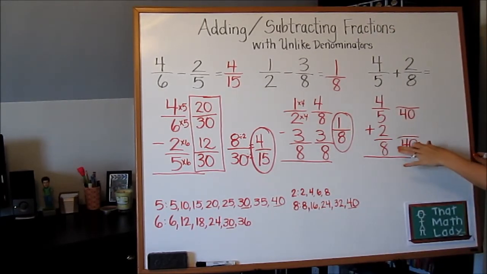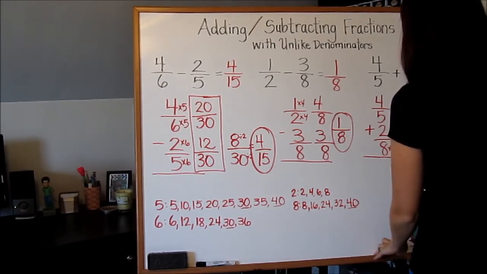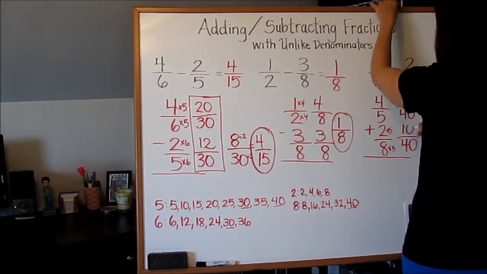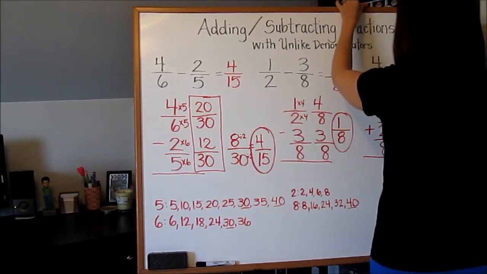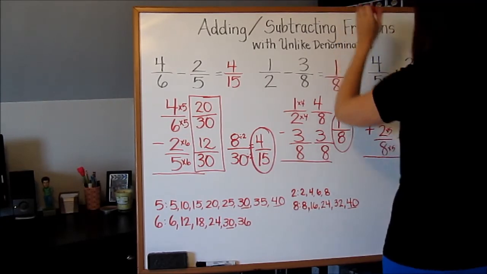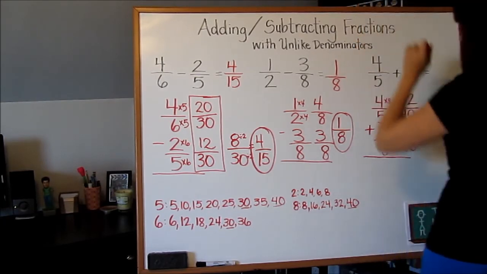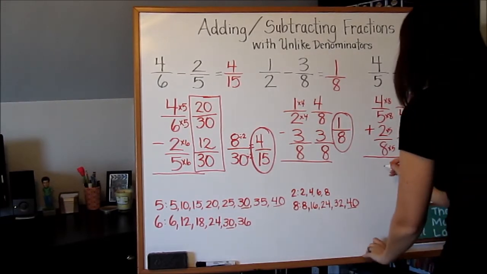Okay, and I know that 8 times 5 equals 40. So whatever I do to my denominator, I'm going to do to my numerator. And 2 times 5 is 10. And since 5 times 8 is also 40, whatever I do to the bottom, I'm going to do to the top. 4 times 8 equals 32. Okay? And now I can go ahead and add my problem up here. I have 32 plus 10 equals 42.